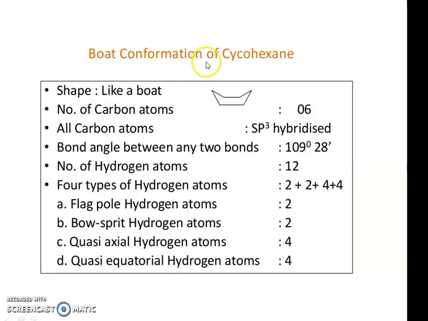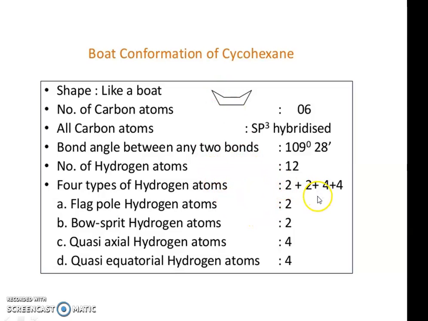Another conformation of cyclohexane is the boat form. It looks like a boat. So the number of carbon atoms is the same, 6. All carbon atoms are sp3 hybridized, and the bond angle is the same, retaining the tetrahedral angle. The number of hydrogen atoms is 12. But in this case, 4 types of hydrogen atoms are present in the boat conformation.